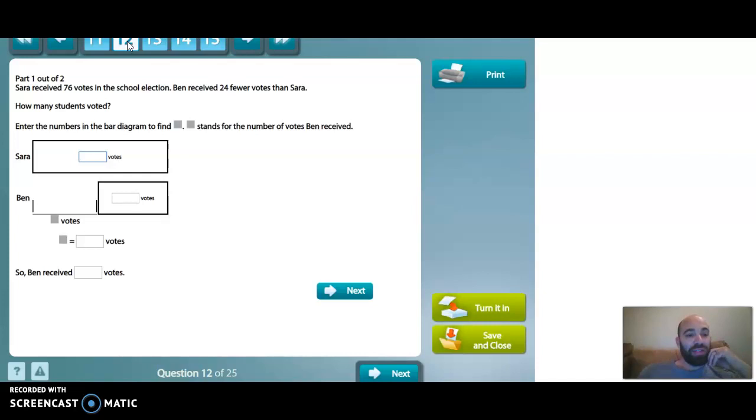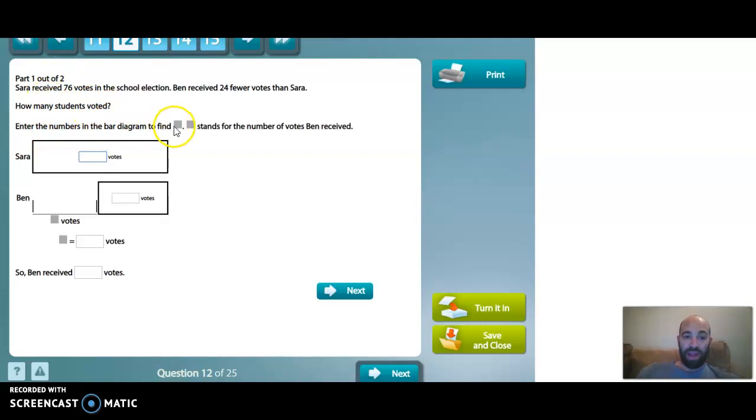All right. So Sarah received 76 votes in the school election. Ben received 24 fewer votes than Sarah. How many students voted? All right. So once again, don't try to figure this out in your mind. Write it down, draw a picture, use their diagrams. All right. So how many students voted?